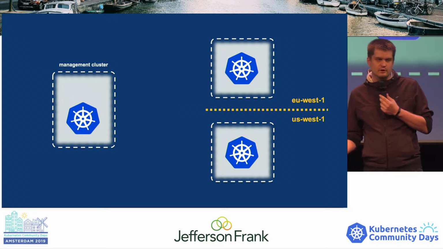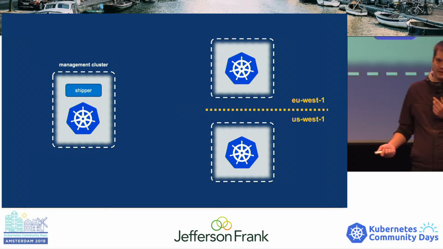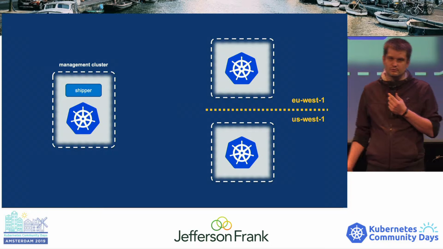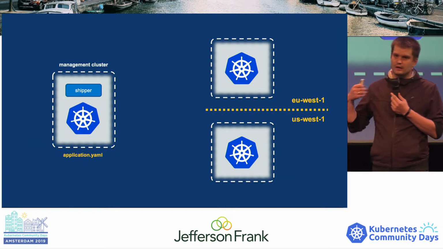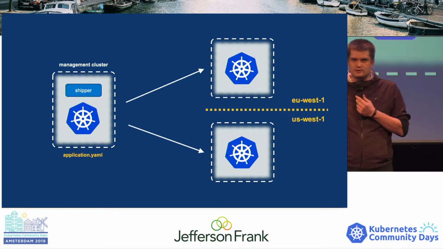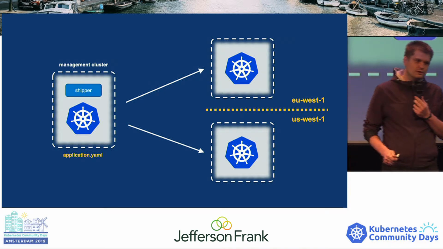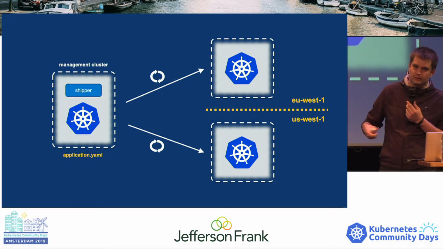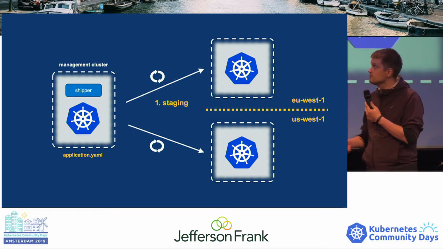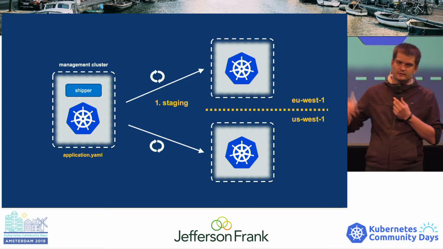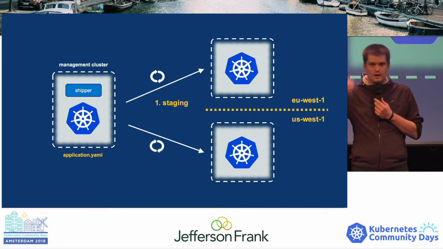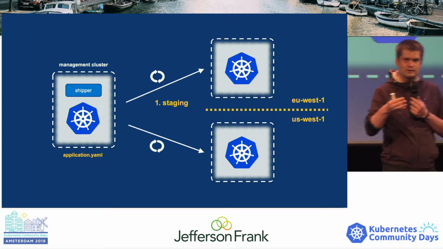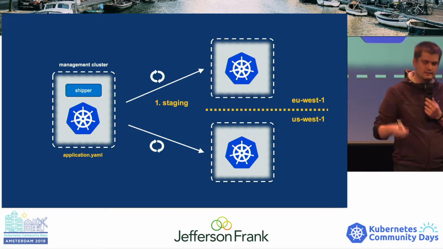The management cluster is a regular Kubernetes cluster which runs a set of Kubernetes native controllers, which we jointly call Shipper. Shipper is basically a thing which, given an application spec, an application YAML, ensures that the application is deployed to multiple clusters. On top of that, Shipper constantly reconciles the application, making sure that the same version of this application is deployed everywhere.